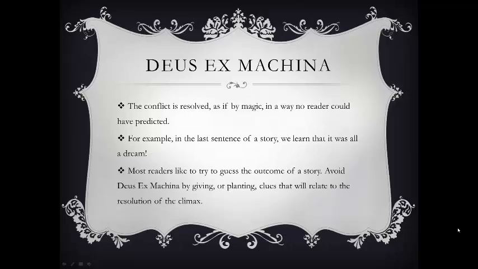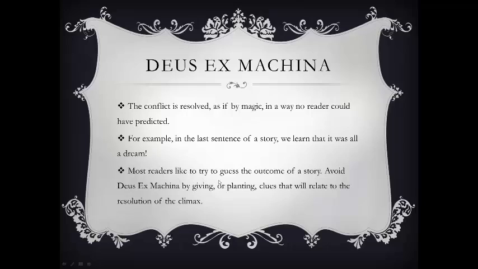Avoid the deus ex machina. The deus ex machina is an unpopular plot device. It means machine from the heavens or hand of God. It's a situation in which the conflict is resolved as if by magic in a way that no reader could have predicted. For example, after developing the conflict and things are getting worse and worse for your character and we have no idea how she's going to solve it, in the last sentence we learn it was all a dream. And then readers feel a little bit cheated.